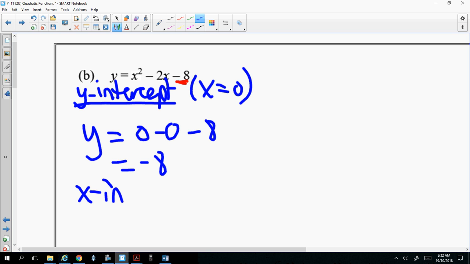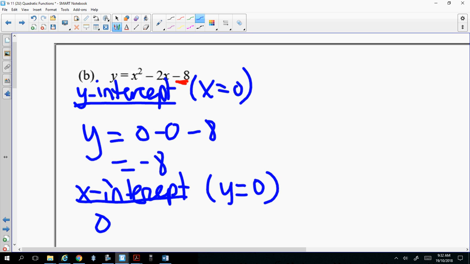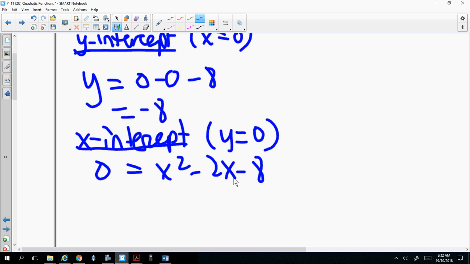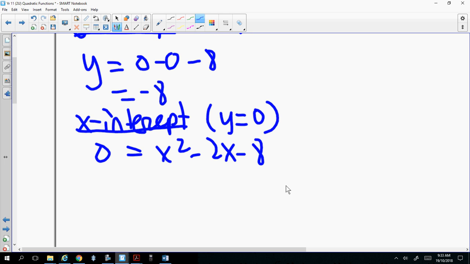And then for the x-intercept, you have to factorize. The other one's already factorized for you. So what you do is put y as 0, and then you factorize. And hopefully you remember how to factorize. Ruby, how do I factorize? Tell me the numbers. Multiply to get negative 8, add to get negative 2.